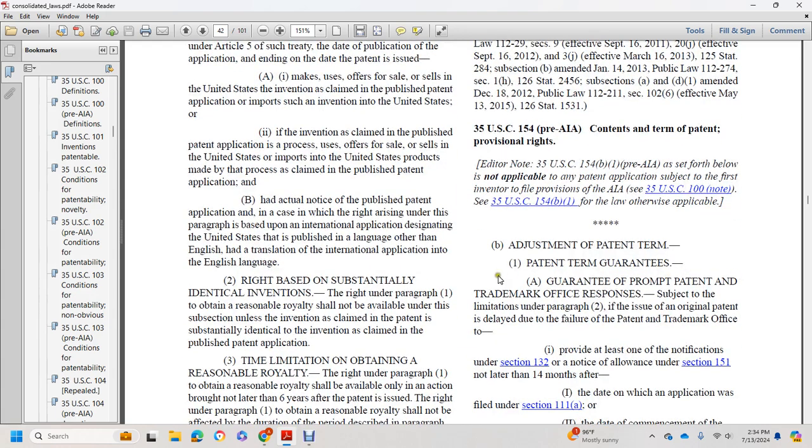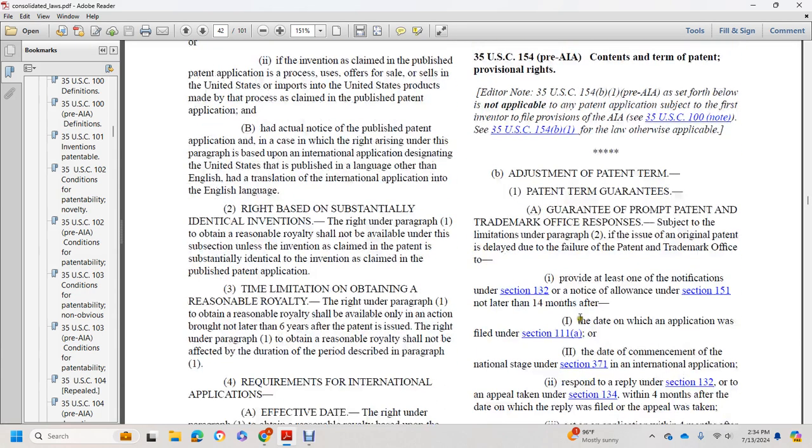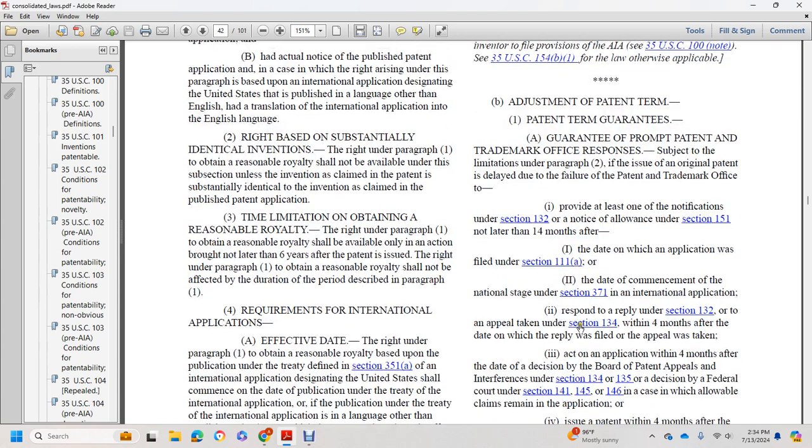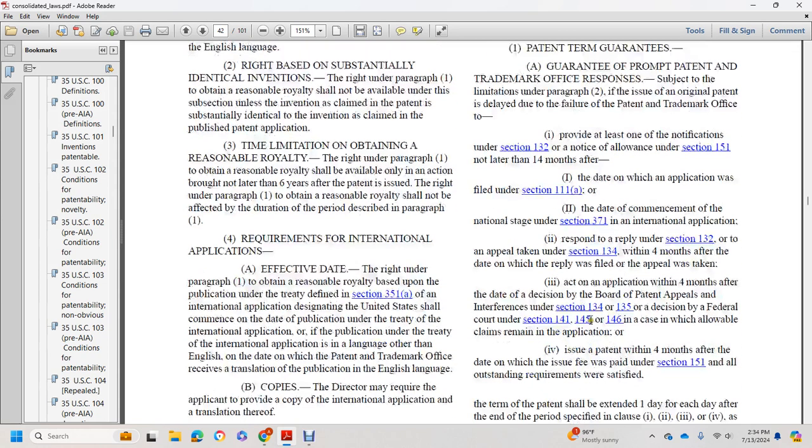Guarantees: patentee, prompt Patent and Trademark Office response. Subject to the limitations in paragraph 2, if the issue of an original patent is delayed due to the failure of the Patent and Trademark Office to provide at least one notification under section 132 or a notice of allowance under section 151 not later than 14 months after the date on which the application was filed under section 111(a), or the date of commencement of the national stage under section 371 in an international application. 2. Respond to a reply under section 132, or to an appeal taken under section 134, within 4 months after the date of the reply or the date the appeal was taken.